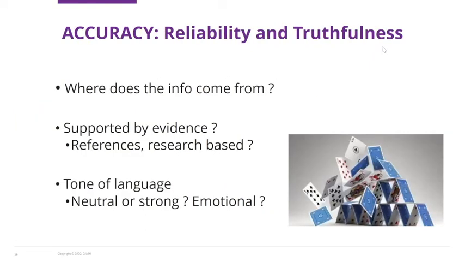Next is our second A, the accuracy. And this is the reliability and the truthfulness of the information. When you're looking at health information online, where does it come from? For example, is this information that's being posted supported by past medical research? What's the tone of the language? Are they conveying facts, or is it mostly opinion, or is it conveying a lot of emotion? And then you can tell this by if there are references supporting any claims for the information.